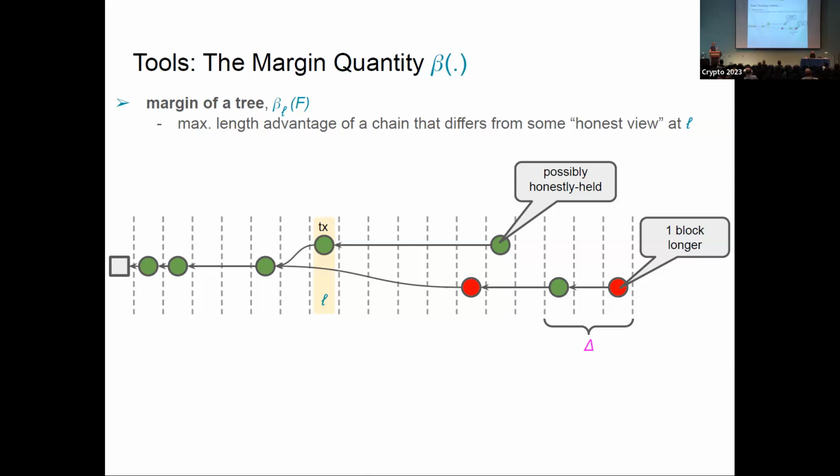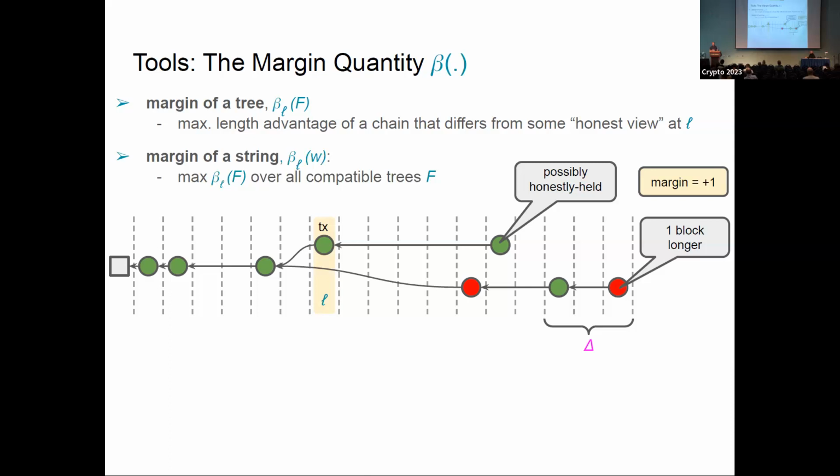So margin is the maximum length advantage of a chain that differs from some honest view at slot L. So again, looking at this picture, this might be an honest view. This is a chain that differs from the honest view before or up to this slot L, and its length advantage is 1 because it's one block longer. And for that reason, the margin of this particular tree is a positive one, it's +1. And we also generalize this notion to whole strings by saying that the margin of a string is simply the maximum margin over all compatible forks describing executions.